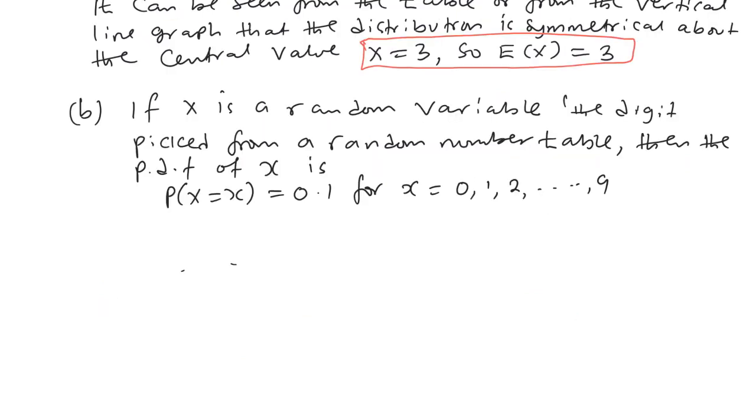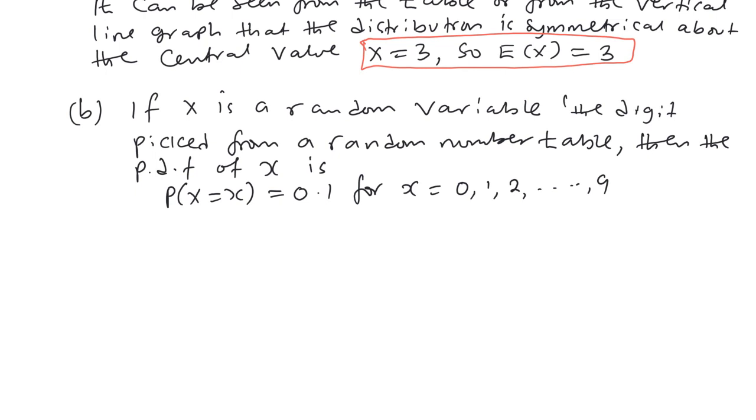Look at this second problem. We are looking at x as a random variable, the digit picked from a random number table. Look at these digits, 0, 1 up to 9. There are 10 of them. So if you pick a digit from there, the probability for each is going to be 0.1. That means all the digits will have the same probability, 0.1. Let me put this in a table.